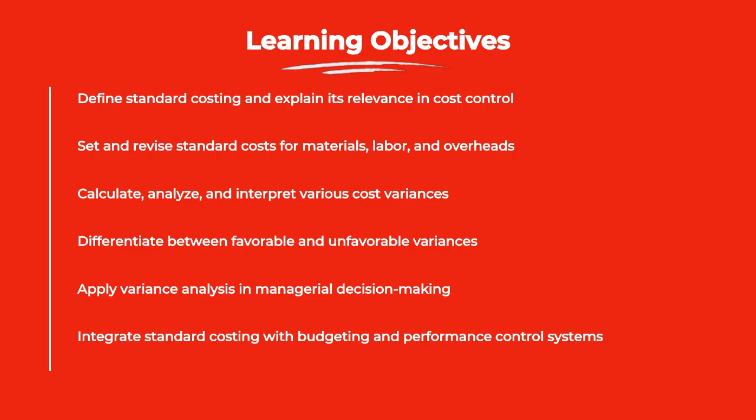By the end of this module, you will be able to: define standard costing and explain its relevance in cost control. Set and revise standard costs for materials, labor, and overheads. Calculate, analyze, and interpret various cost variances. Differentiate between favorable and unfavorable variances. Apply variance analysis in managerial decision-making. Integrate standard costing with budgeting and performance control systems.